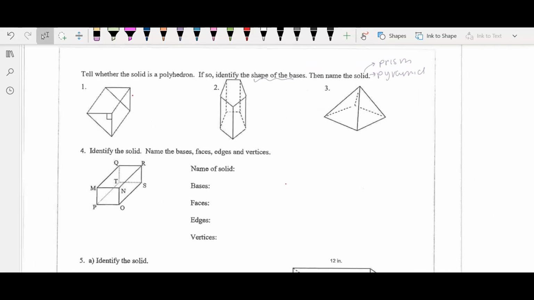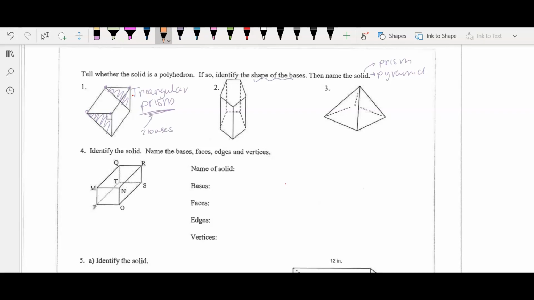All of these here are polyhedra. We know they're polyhedra because we have those faces and edges, and those all meet at these points, these corners, which are called vertices. Here we see that we have two triangles, one here and one here. This is going to be a triangular prism. We have two bases. Remember, a prism has two bases.